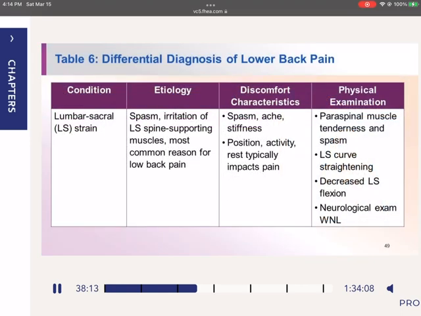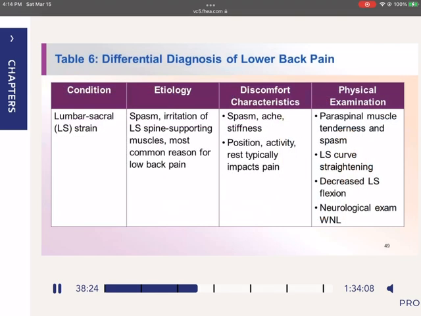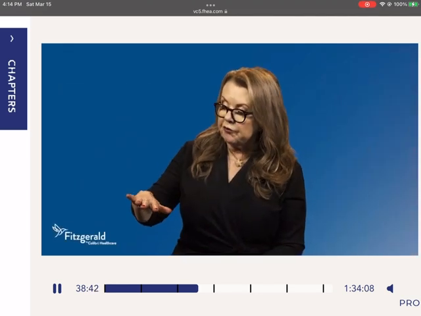The first I'm going to talk about is lumbar sacral strain. This is the most common musculoskeletal problem you will see in primary care. Etiology is spasm, irritation of the lumbar sacral spine supporting muscles, and will be the most common reason for low back pain. Discomfort characteristics include spasm, ache, stiffness. Position, activity, rest typically impacts pain. That's an important part of your differential.